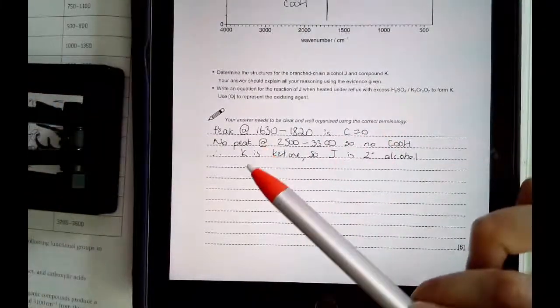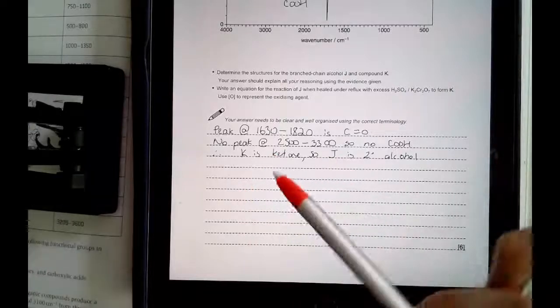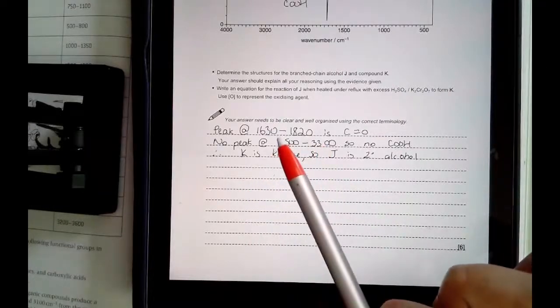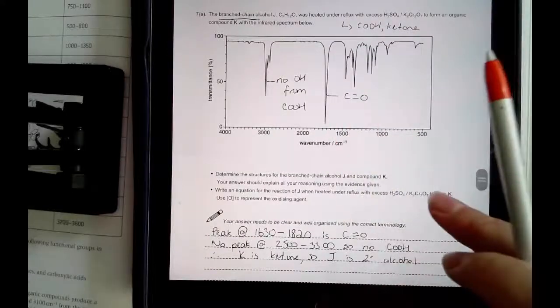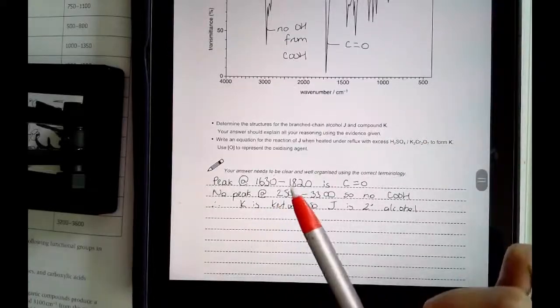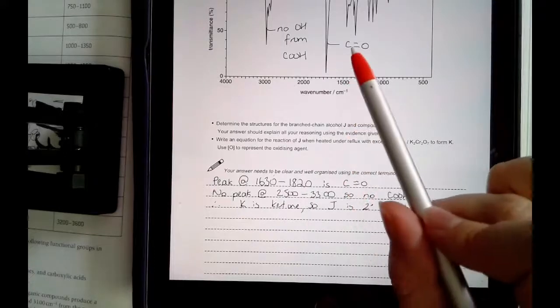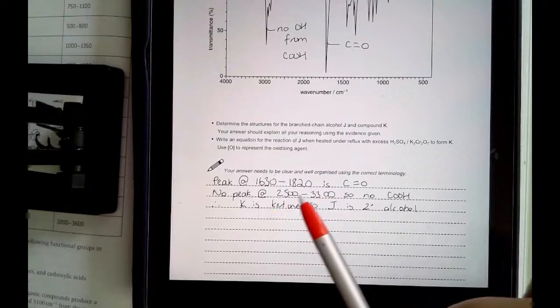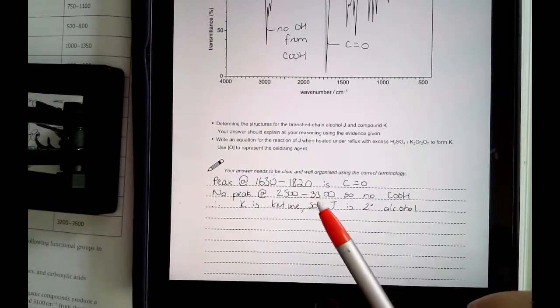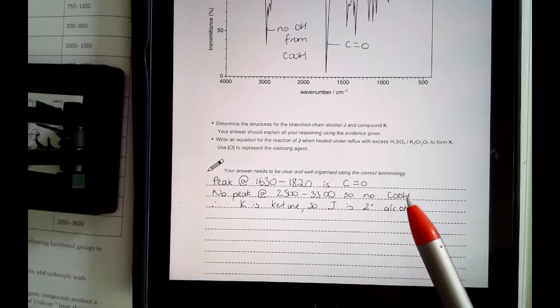In order to get the marks for your infrared, you need to write the wave number of your peak. I just took this directly from the table, or else you can be more specific and read it off the spectrum that you're given. I'm identifying that that peak is a C double bond O. You can label it on your spectrum as well. And I'm also saying that there's no peak between these wave numbers, so I don't have a carboxylic acid.